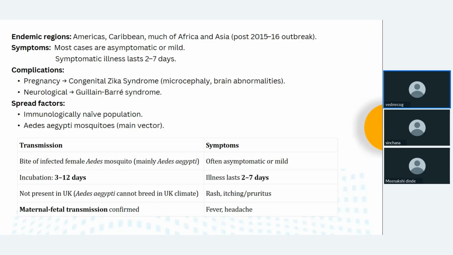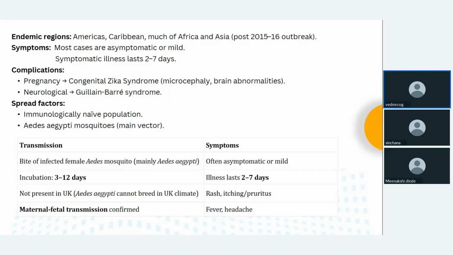Zika virus is endemic in certain regions of America, the Caribbean countries, then much of Africa and Asia. There was an outbreak somewhere between 2015 and 16. Most cases were mild and asymptomatic. The symptomatic illness generally lasts for 2 to 7 days. Remember, the duration of illness is around 2 to 7 days.